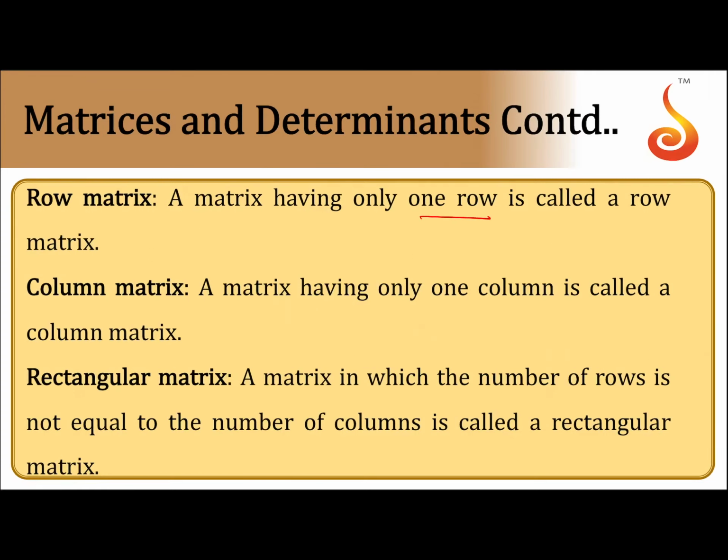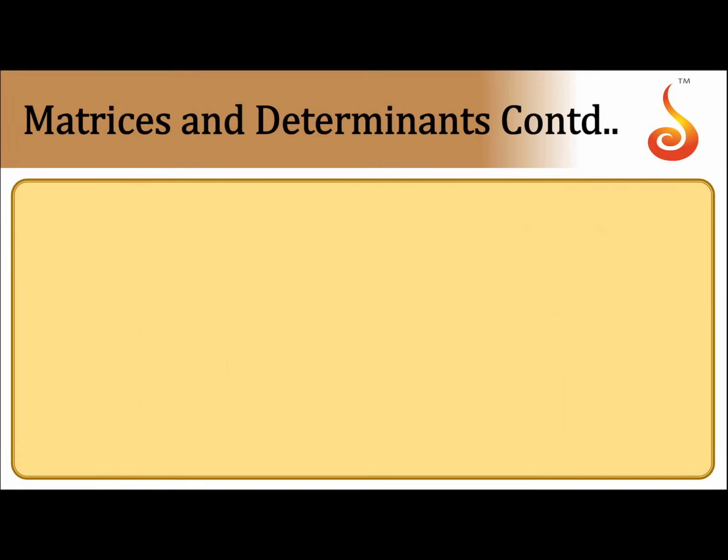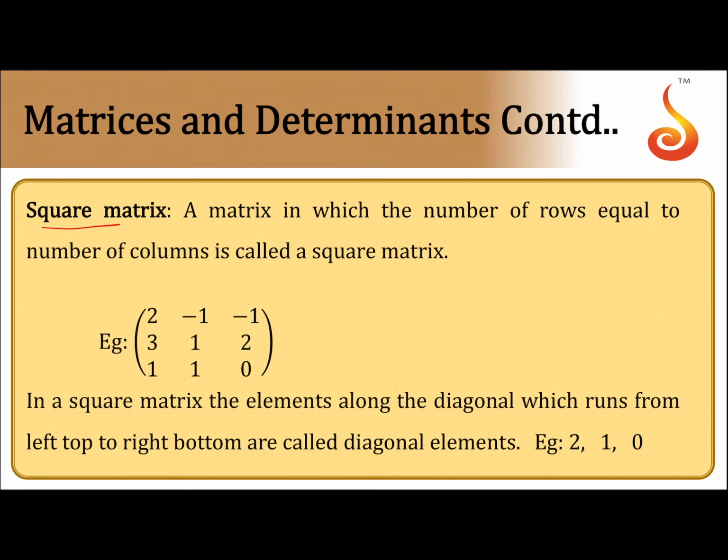A matrix with one row is called a row matrix and one column is called a column matrix. If the number of rows is not equal to the number of columns, the matrix is called rectangular. It is called a square matrix if the number of rows is equal to the number of columns. As an example, this is a square matrix consisting of 3 rows and 3 columns. The elements here, 2, 1, 0, that particular line is called the principal diagonal or diagonal of the matrix. And the elements are called diagonal elements: 2, 1, 0.